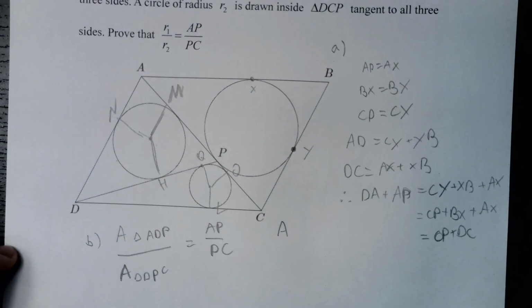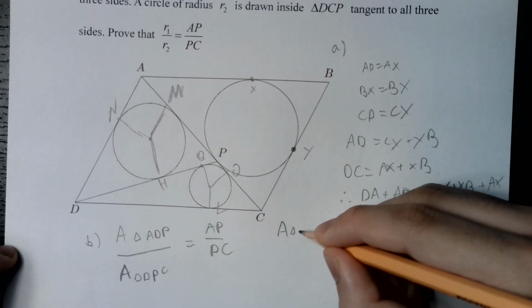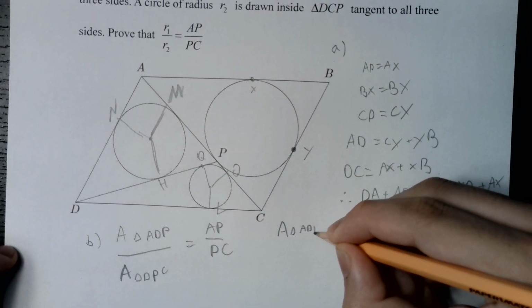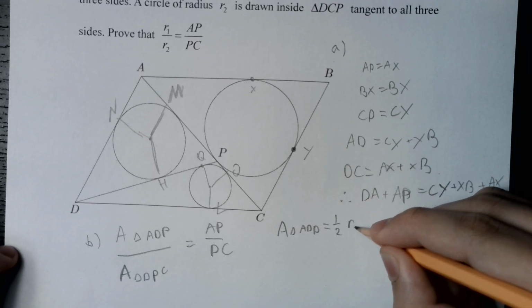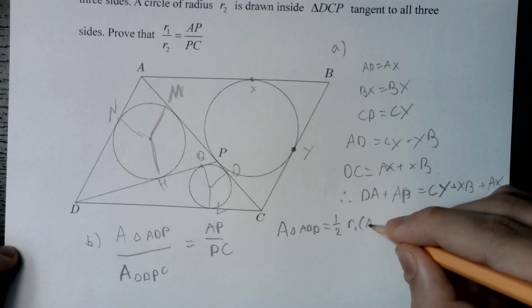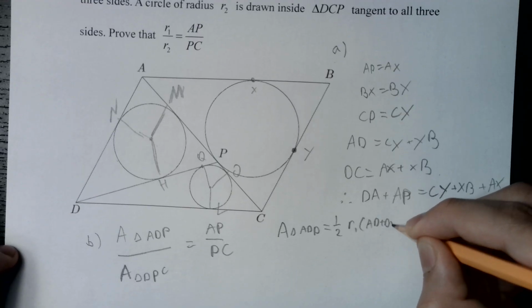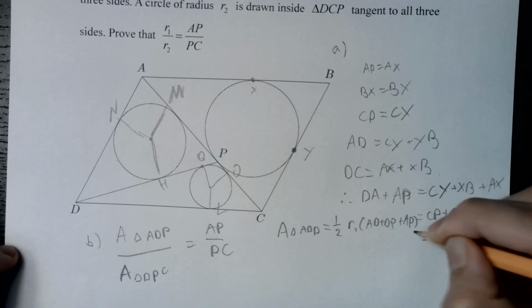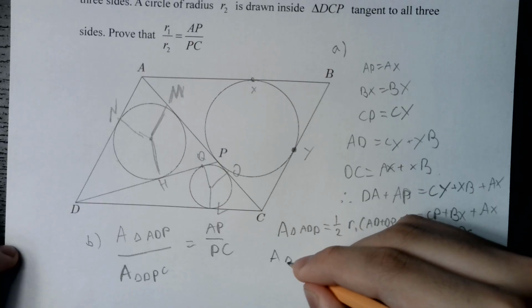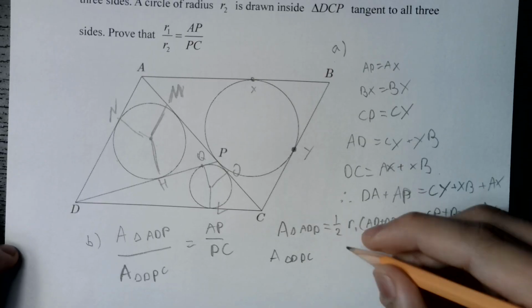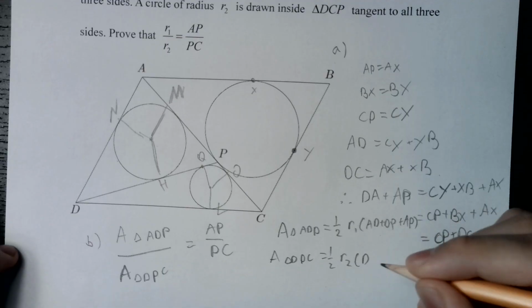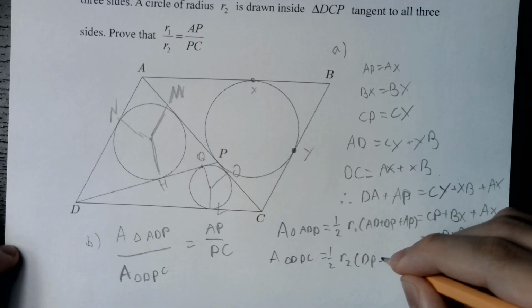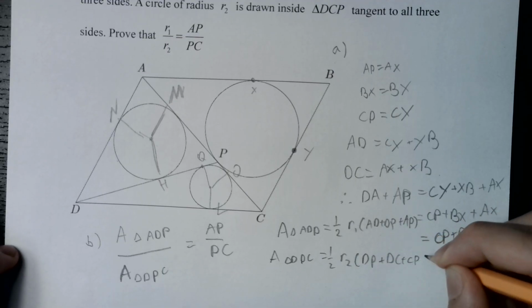Okay. So we can see here that the area of triangle ADP is going to be equal to 1/2 times R1, times AD plus DP plus AP. And then similarly for triangle DPC, it's the same thing, but with different radii and sides. Now you might be asking how I got this. Well, it's actually pretty simple as well. So I'll explain right now.